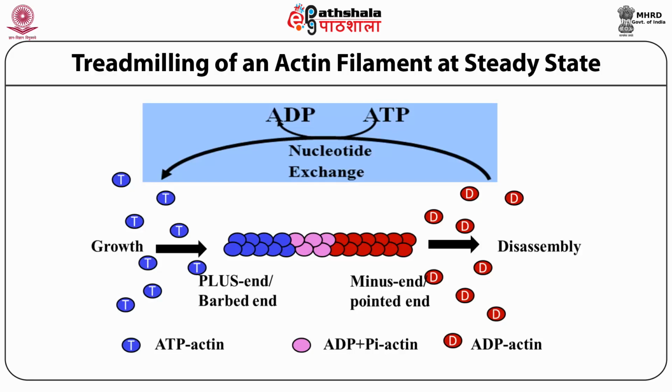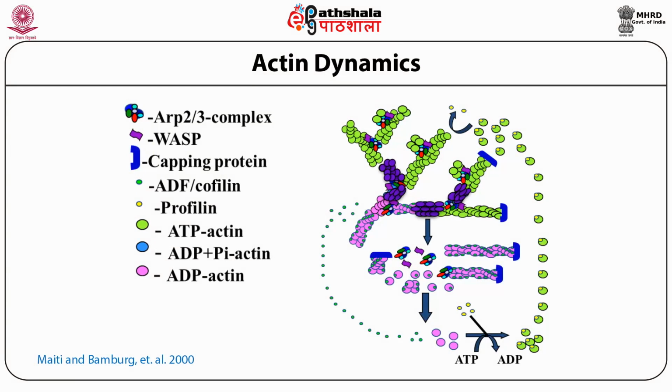After this dissociation, the ADP is exchanged with ATP, and the ATP actin is again ready to go and bind at the barbed end. This cycle is what we call a stationary state, or treadmilling. This actin dynamics, the treadmilling, is not simply done by itself. In the cell, there are several proteins which help this treadmilling process.